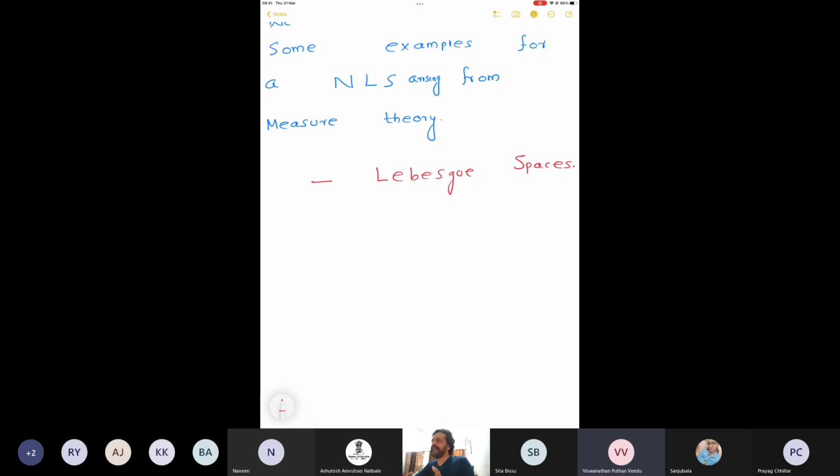These spaces will come as examples for each and every notion that you will learn in functional analysis. So it will not be nice to avoid Lebesgue spaces and do a course on measure theory, because next time people may assume that you already did a course in measure theory and you are aware of what Lebesgue spaces are. So with that intention, I will just briefly introduce the Lebesgue spaces tomorrow.